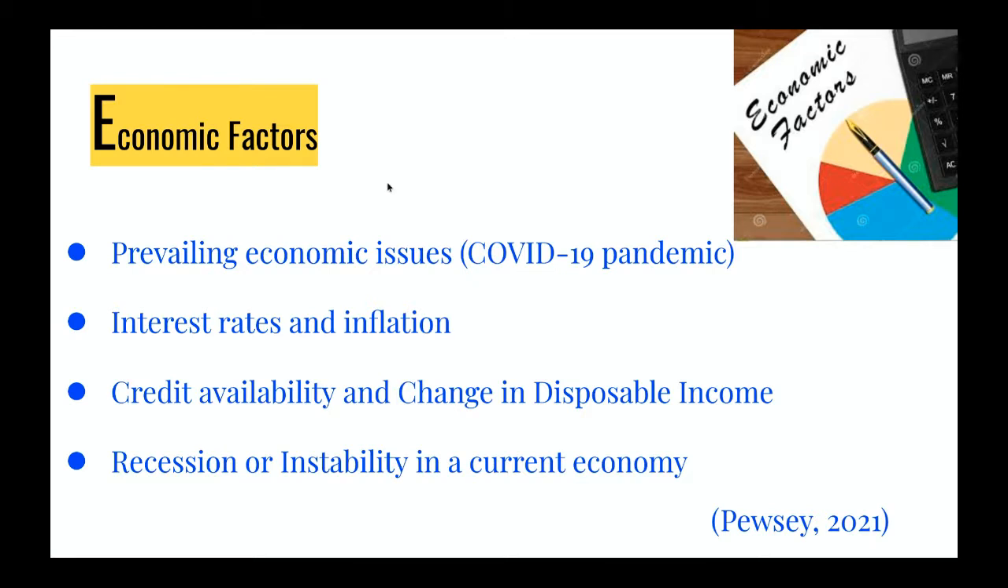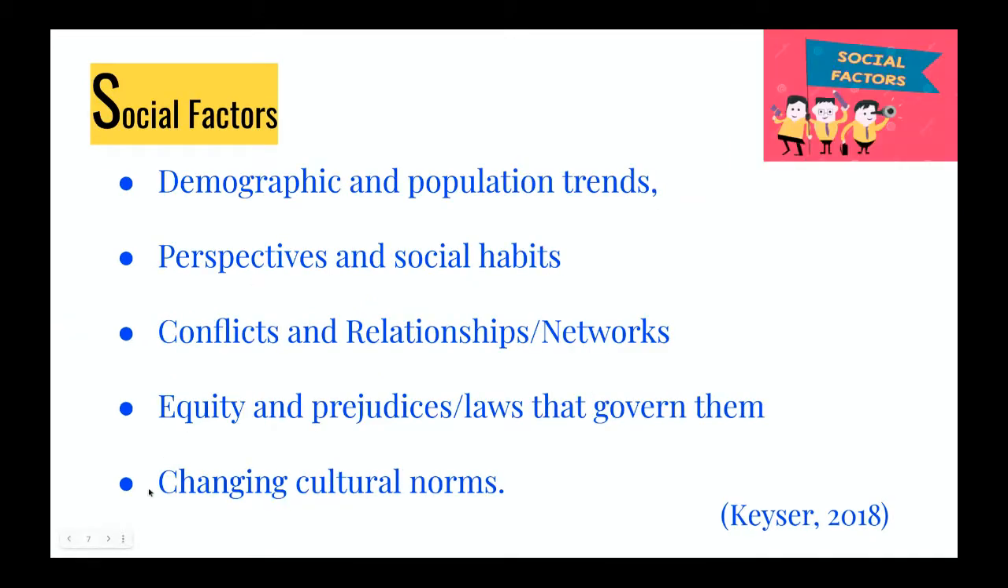The social factors are related to any change in the demographic or change in the population, trends such as birth rate, death rate, mortality, and migration. We might look at conflicts or relationships, networks that are available. It could also relate to change in the norms, equity, cries for social justice.